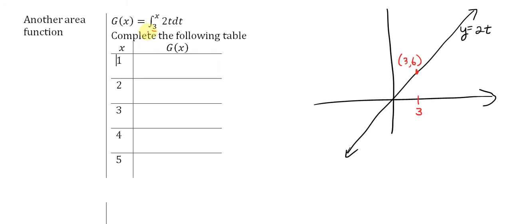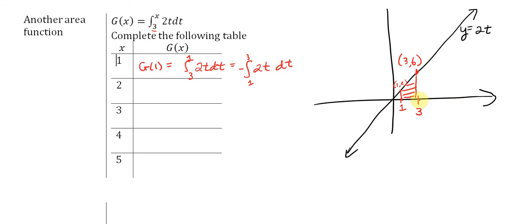And now we're evaluating g of 1. Let's see. G of 1 is going to be the integral from 3 to 1. So this point here is 1. We're going to integrate this. This point here is (1, 2), and we're essentially finding this area right here. Now notice that the lower limit is bigger than the upper limit, so this is going to give us the negative. Okay? So this is really the negative of this area. So this is really negative integral from 1 to 3 of 2t dt.